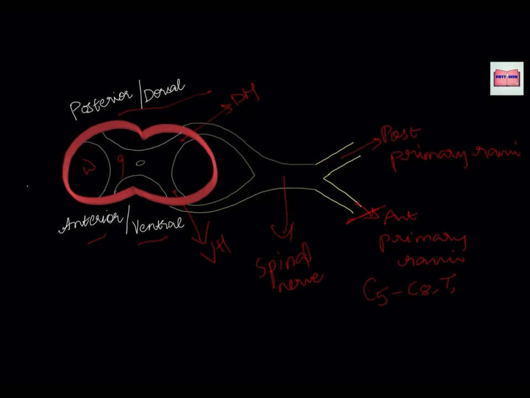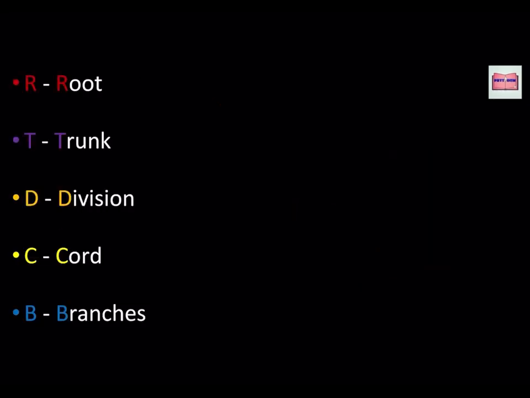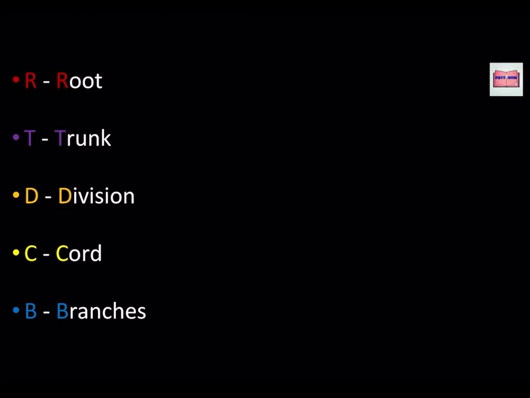Okay, so we have the roots, trunks, divisions, cords and branches. These are the five components of the brachial plexus that you have to remember for sure, where the roots will form trunks, and trunks will divide into divisions, and divisions will join to form cords, and in the end cords will give off branches. Okay, so you can remember it as RTDCB. Okay, we have the roots C5, C6, C7, C8 and T1.